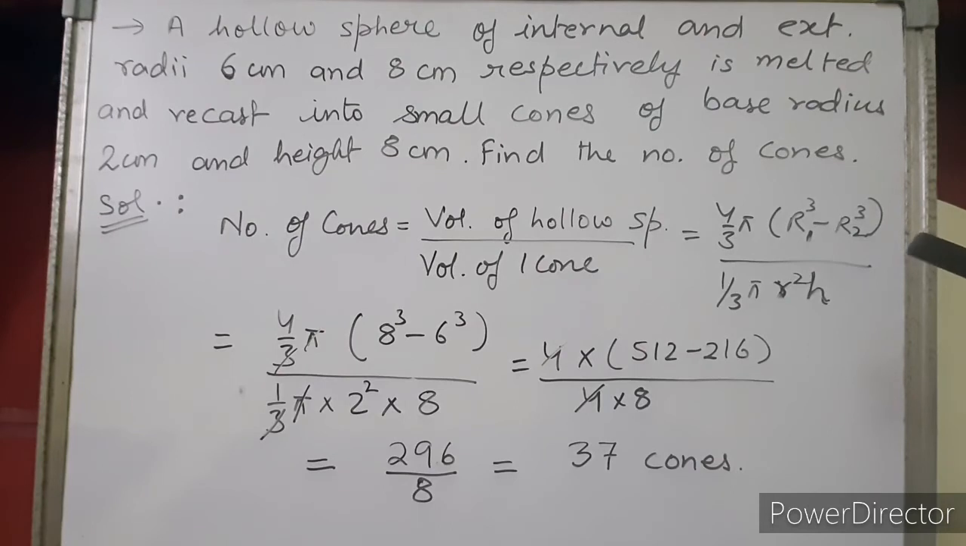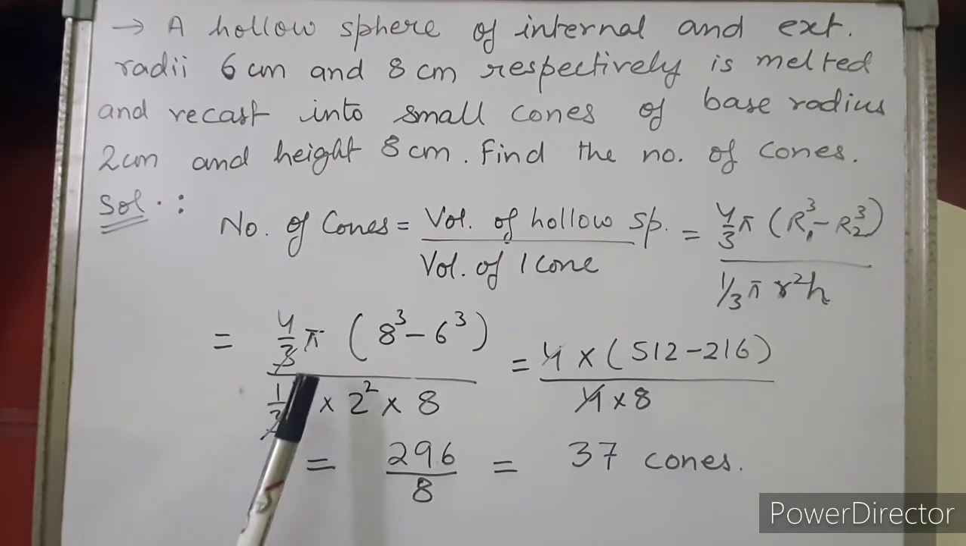of one cone. Volume of hollow sphere, we know the formula, that is 4 by 3 pi in bracket external radius cube minus internal radius cube, upon 1 by 3 pi r square h, which is the formula for finding the volume of cone, right? So if we substitute the value of external and internal radius in the numerator and the radius of cone and height of cone in the denominator, we'll get this expression: 4 by 3 pi, 8 cube minus 6 cube whole, upon 1 by 3 pi 2 square into 8.